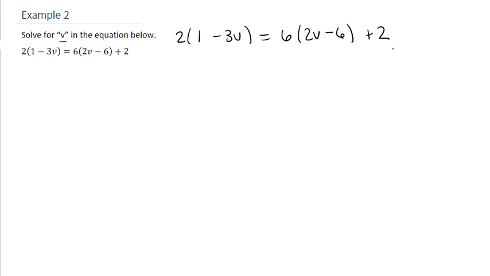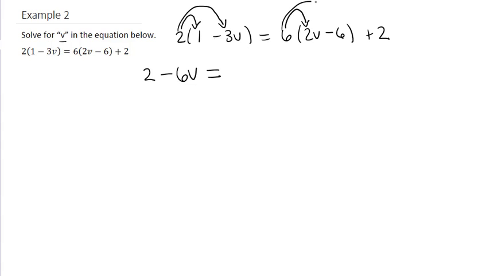Now the first thing we do if we start with the left-hand side is we're going to multiply this 2 times both terms. Let's go ahead and do that. So we have 2 times 1, so that's 2. Now 2 times negative 3v is minus 6v. And then therefore we've taken care of the left-hand side. So now we have an equal sign.